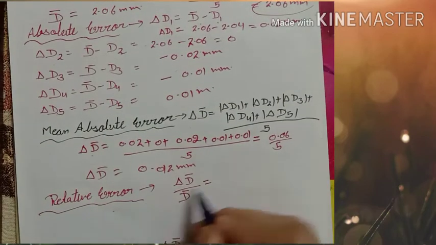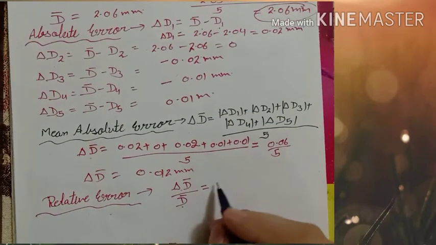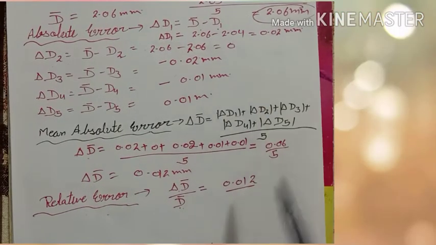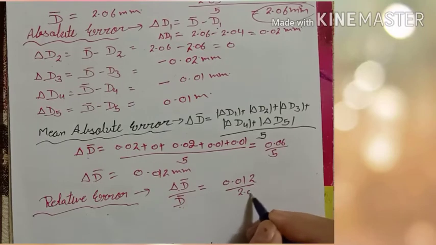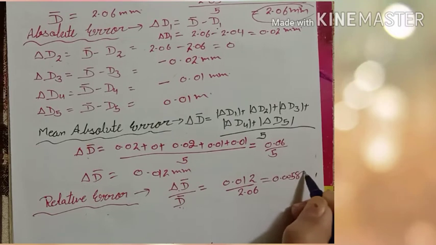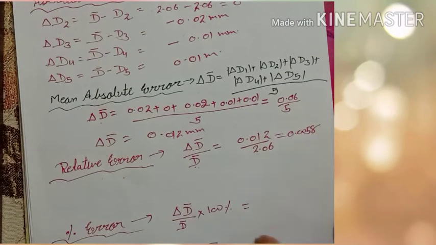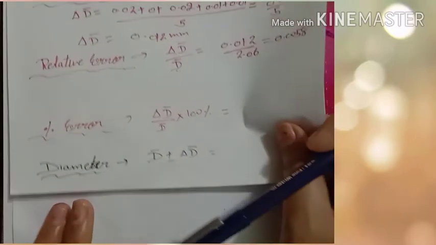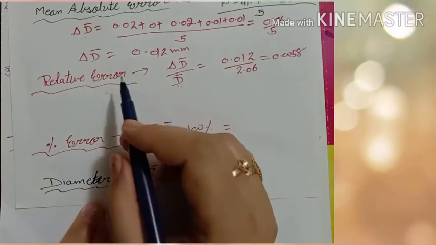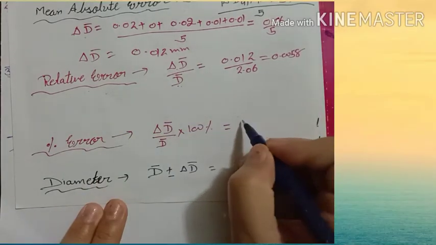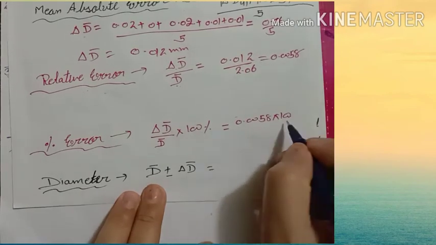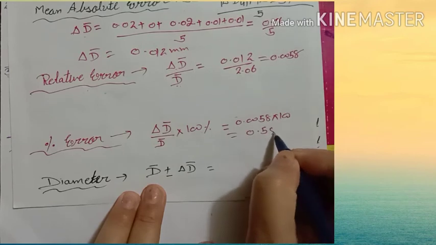Relative error we know is delta d bar divided by d bar. So 0.012 divided by d bar, which we have as 2.06, so 0.012 divided by 2.06 will be equal to 0.0058. Now percentage of error is delta d bar divided by d bar into 100, that is relative error into 100. So 0.0058 into 100 will be equal to 0.58 percent.